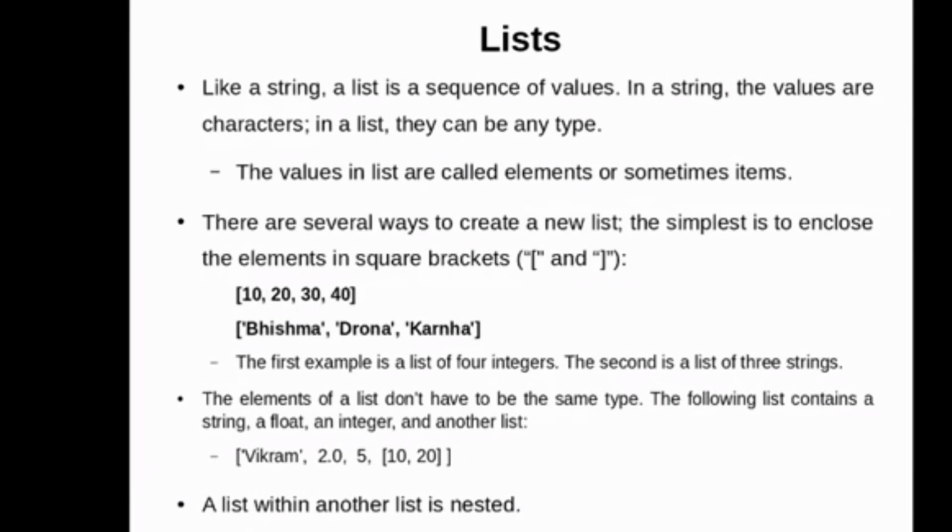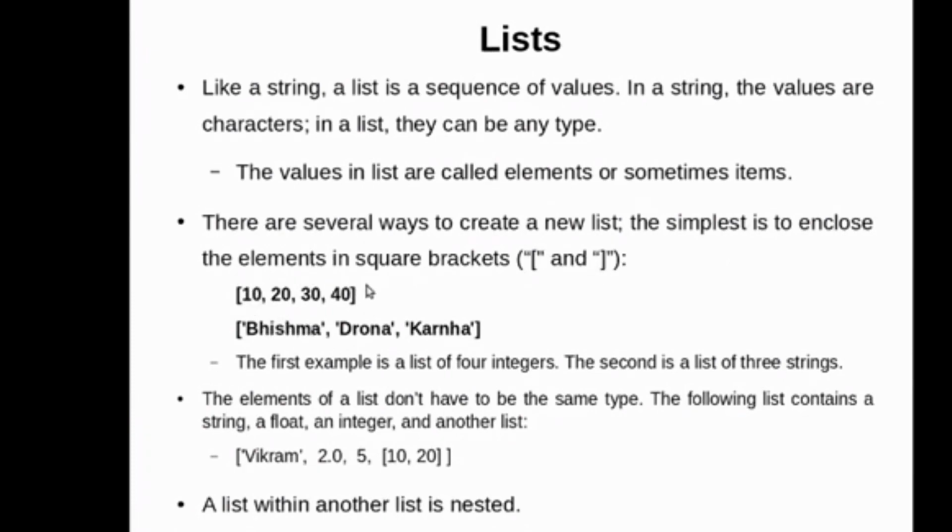Whereas in case of Python, there is no concept of array. In place of array, we have a special type of entity called list. The values in a list are called elements or sometimes items. There are several ways to create a new list. The simplest is to enclose the elements in square brackets like this. So there are two examples of list here.